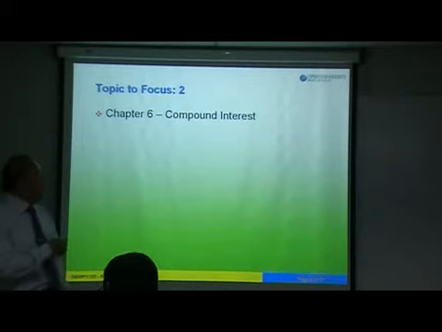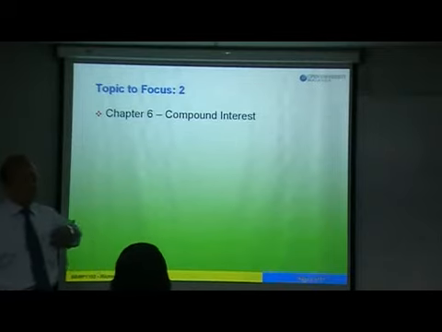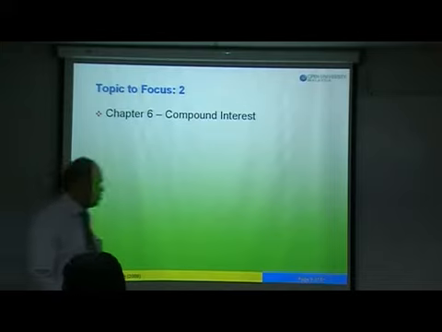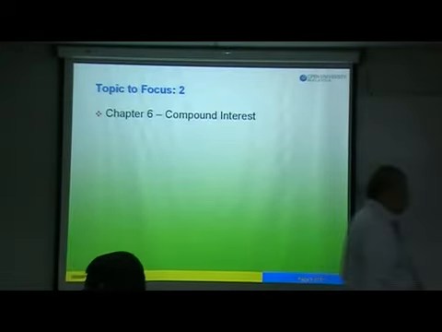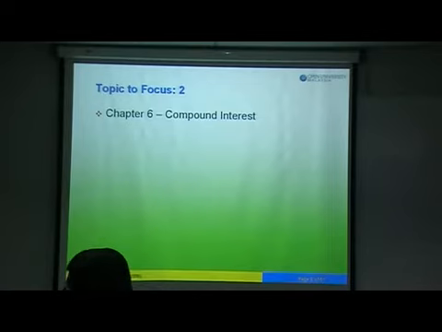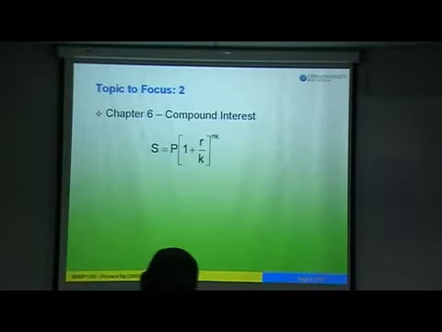To focus, I told you it's chapter 6, compound interest. This one you should score 20 marks. Okay? So here under compound interest, actually there are two formulas in your module. You can find any reference books, there are two formulas. But you don't memorize two formulas, just memorize one formula enough.